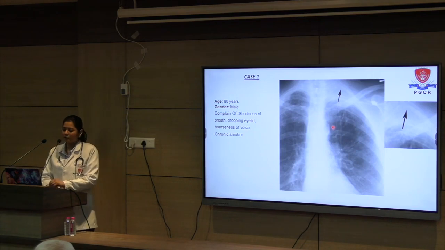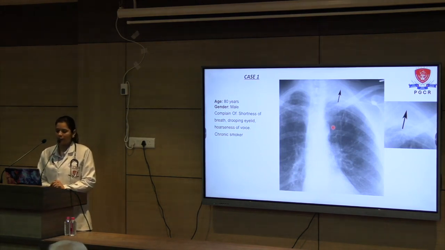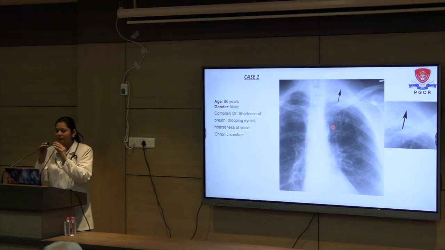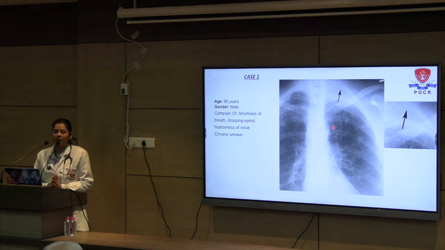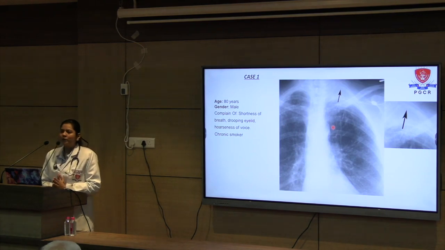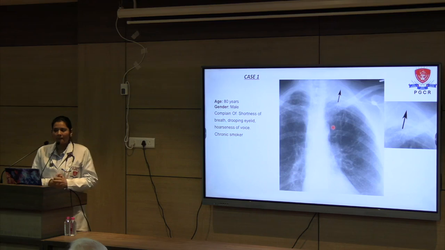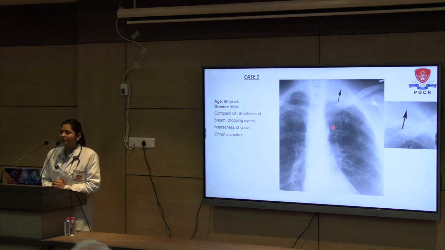So, an 80-year-old male came with complaint of shortness of breath along with drooping of eyelids and hoarseness of voice. He is a chronic smoker. So what would be the probability? What do you think will be the probable diagnosis on the basis of the given history and the X-ray? Would anybody like to answer?